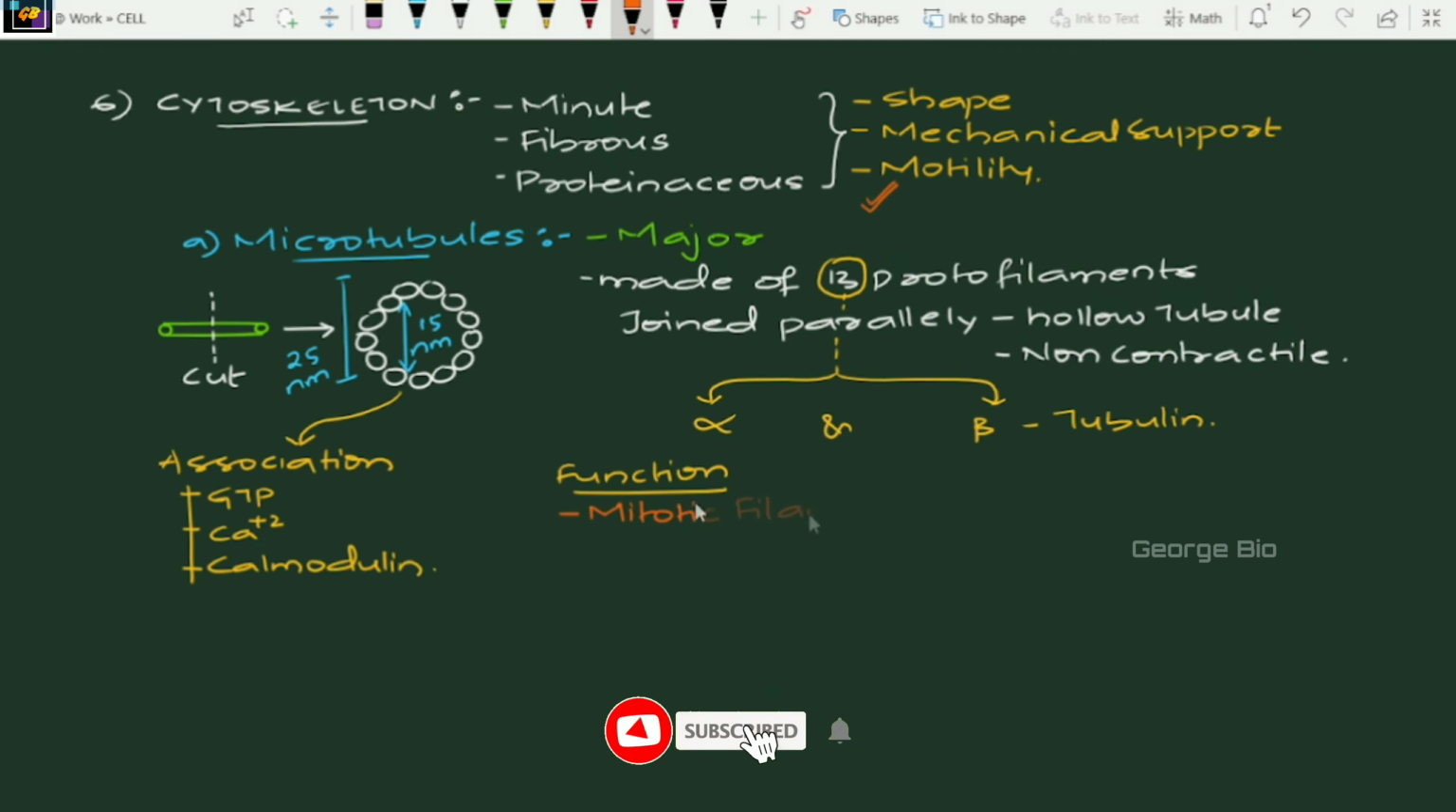mitotic filaments. It means if microtubules are there, mitotic filaments will be formed. If mitotic filaments are formed and if the mitosis is taking place by formation of microtubules, then only we call it mitotic binary fission. If it is not there, amitotic binary fission. As simple as that. Next one, spindle apparatus. It helps in formation of spindle apparatus.